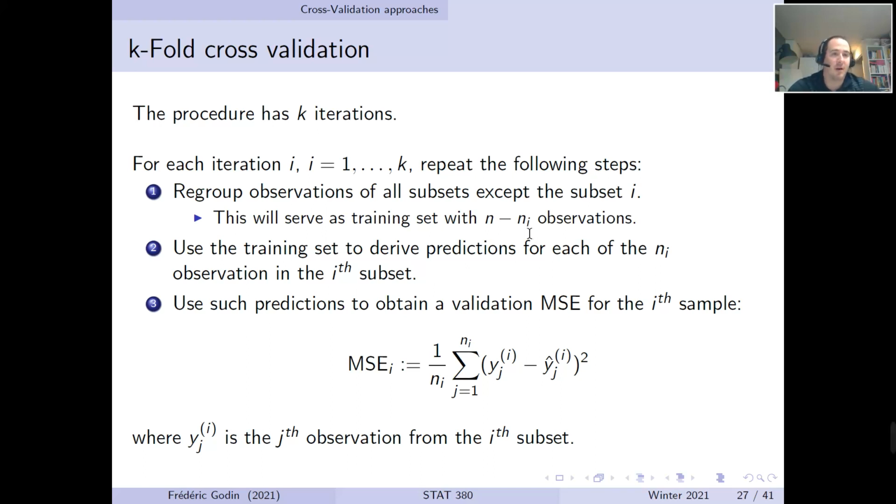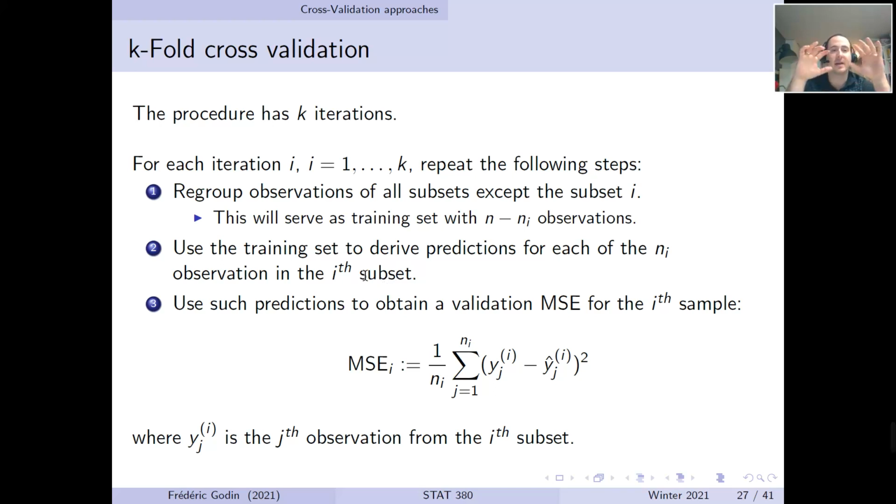So the total number of observations we have is n minus n_i, and then we're going to train the model on this pool of data. By training, I mean form predictions, or determine this f hat, which is an estimate of the prediction function as a function of features. Then we use the trained model on these pooled observations to derive predictions for each of the n_i observations in the ith subset.